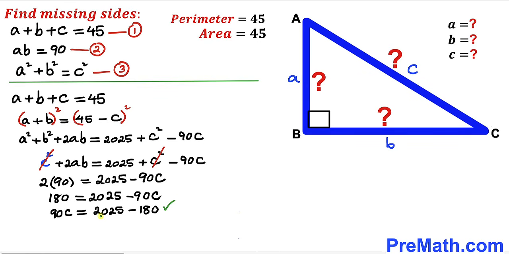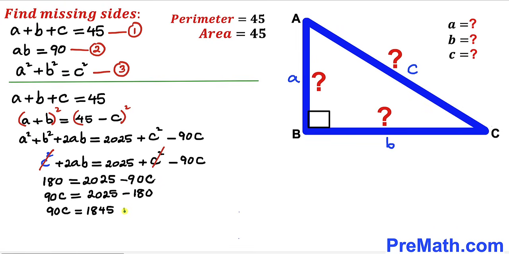Now we know that 2025 minus 180 is going to give us 1845, as you can see in this next step. Now I'm going to divide both sides by 90 to isolate the c value. So this 90 and 90 is gone. Therefore our c value turns out to be equal to 20.5 units.